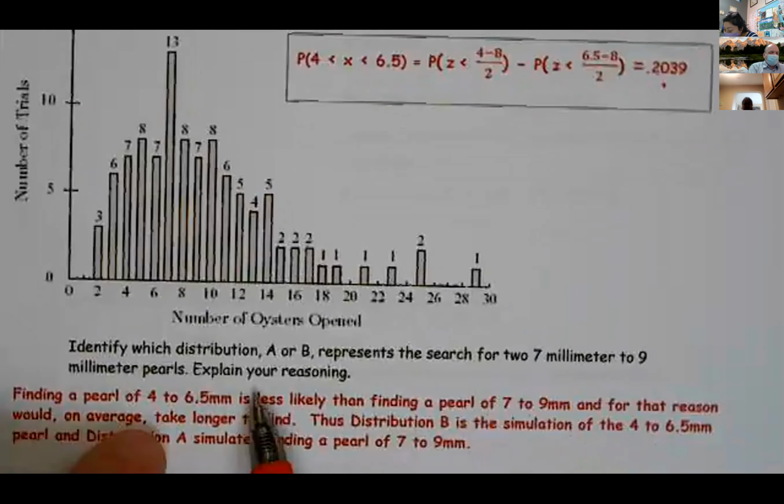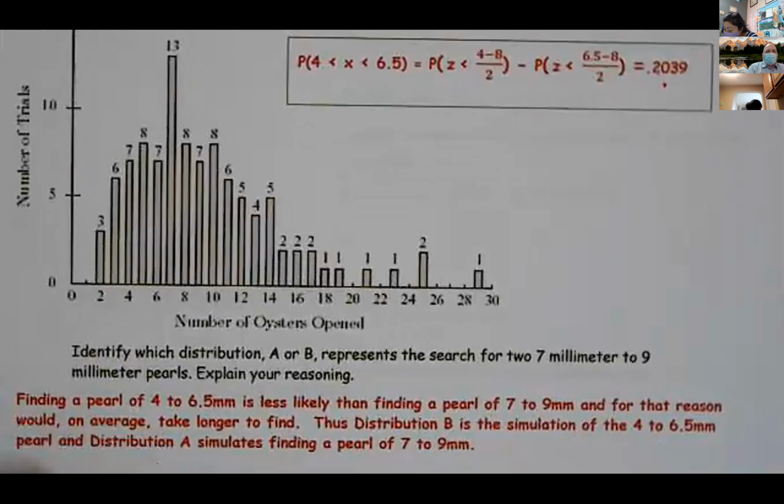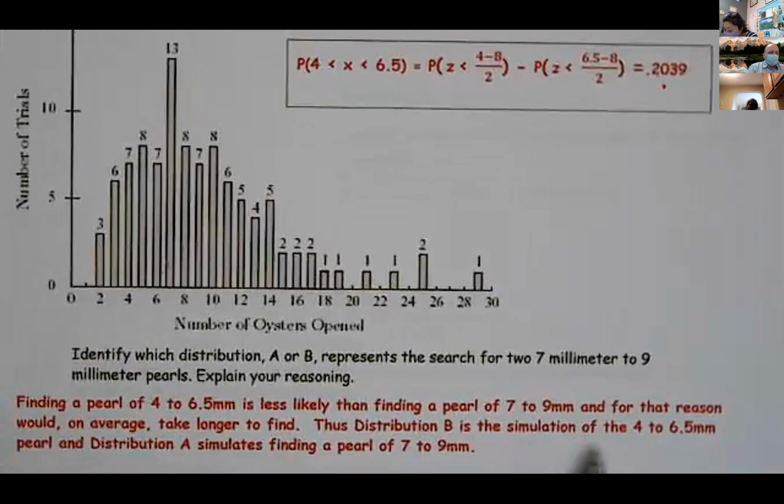How do I know it's less? I said it was 20%. And for that reason, it would on average take longer to find. Thus, distribution B is the simulation of the 4 to 6.5, and distribution A simulates finding a pearl 7 to 9 millimeters. All right, pause this for a second.